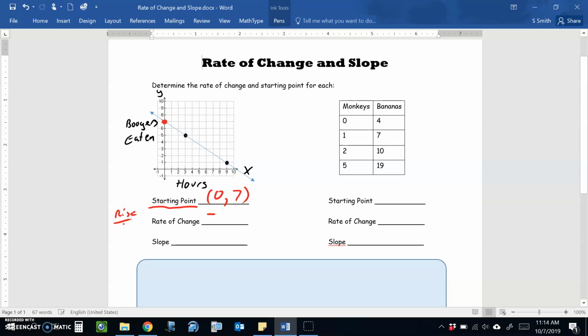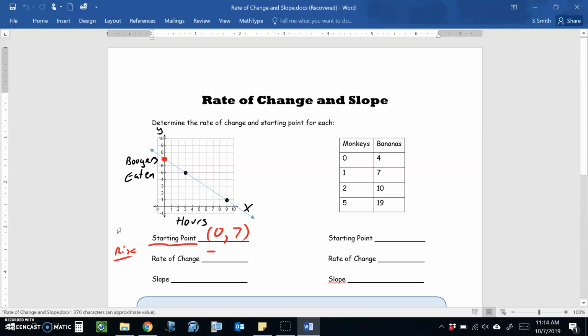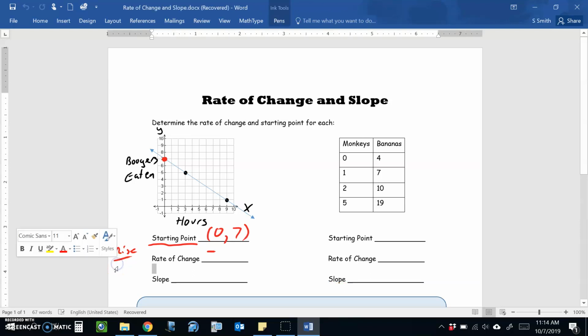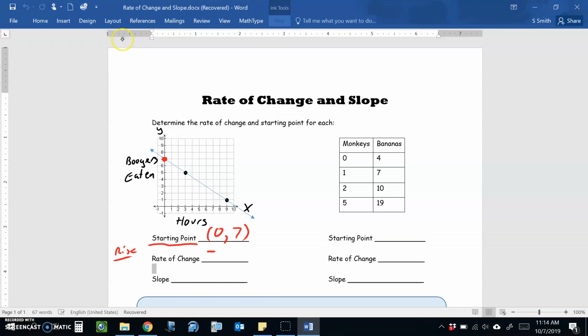Oops. What just happened here? I always have issues with this. What? Oh my goodness. Is this working yet? Rise over run. All right. Sorry about that. Always something, right?